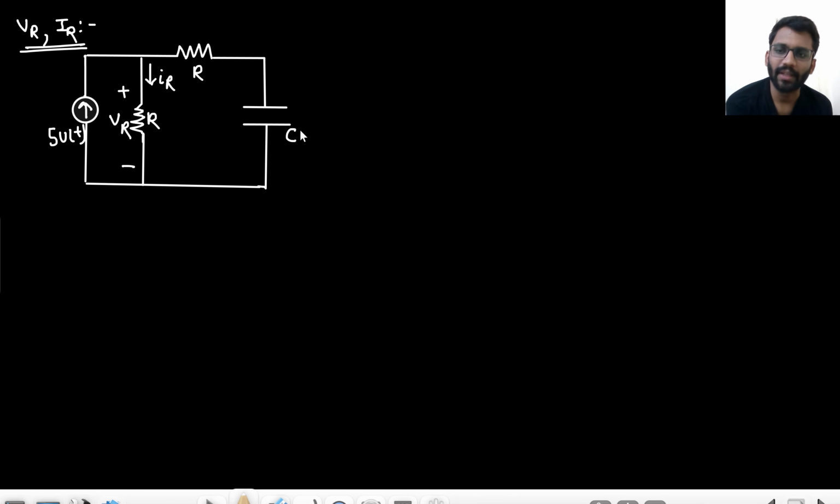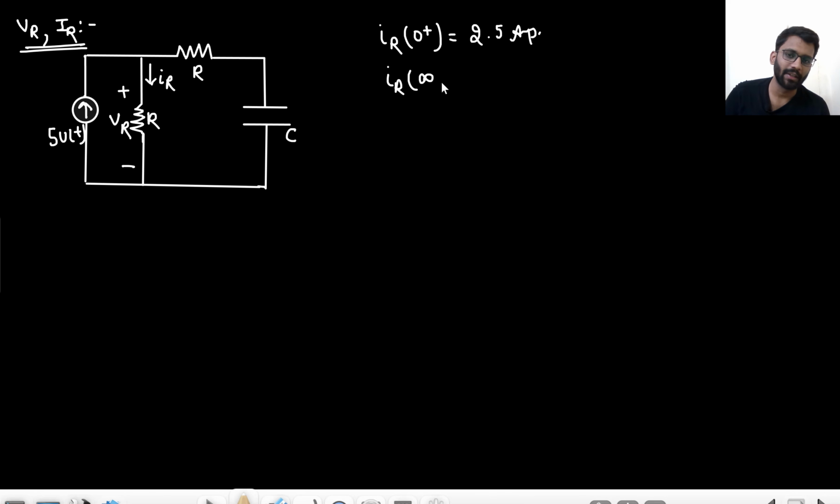So tell me, what will be the IR value at t equals to 0 plus? This capacitor will be shorted, so the 5 ampere current will be divided into 2 resistors. So it would be 2.5 ampere. What will be the IR value at t equals to infinity? This capacitor will be open circuited, so the complete current will be flowing through the resistor. So it would be 5 ampere.